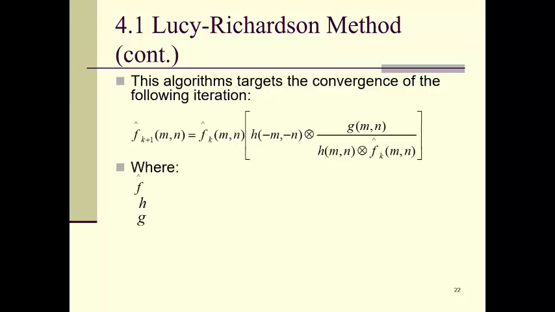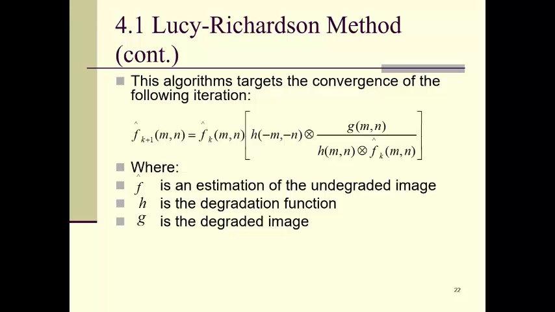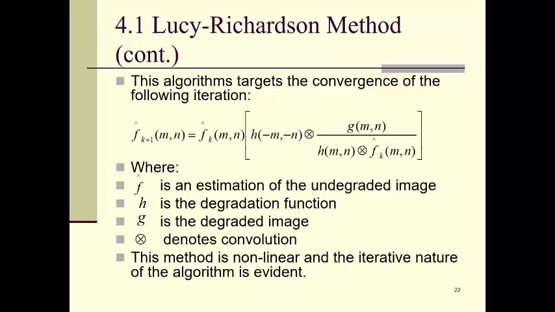Okay? So here we say that f hat, since I have a hat, this means that this is an estimation. It's an estimation of an undegraded image, and h is the degradation function, and g is the degraded image. This is the input that I have. And of course, this is the symbol of convolution.